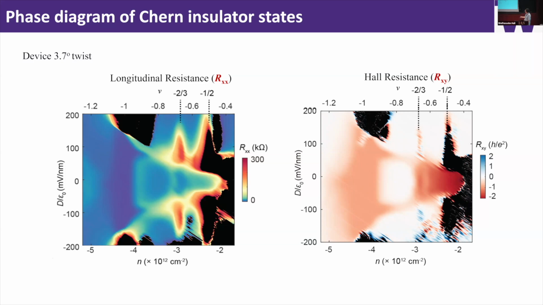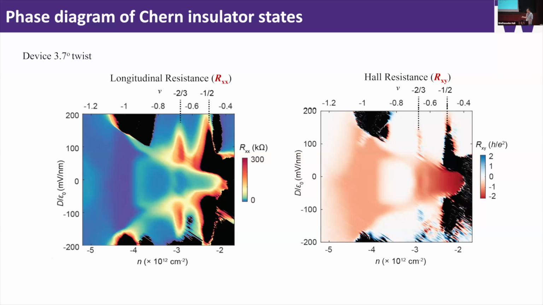Then lastly, there's another phase space associated with 1/2 here. And correspondingly, you see there's a finite Rxx associated with very large Rxy. And this is the phase space we assign to this putative composite Fermi liquid phase.